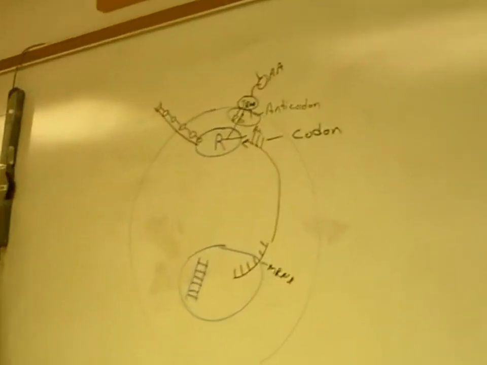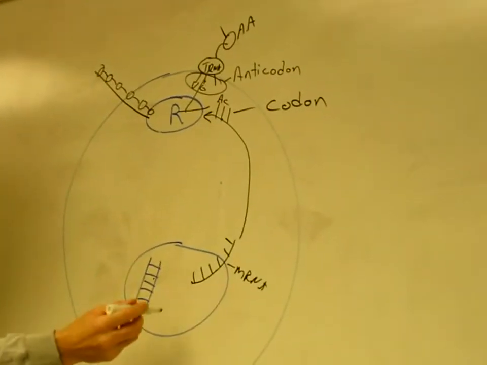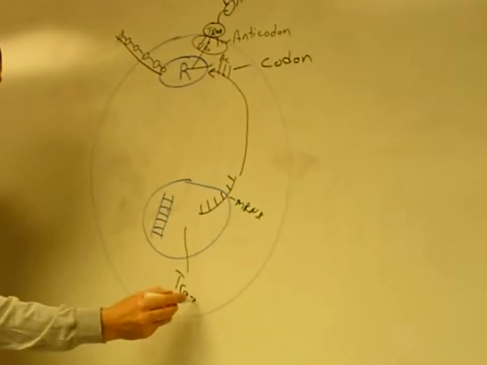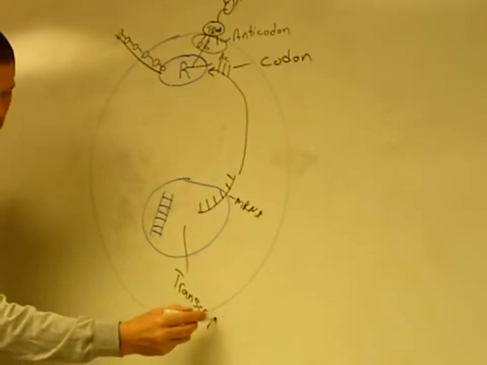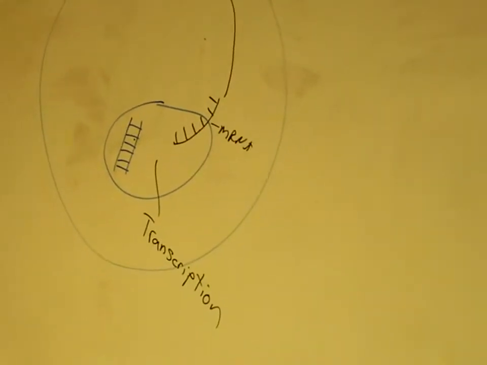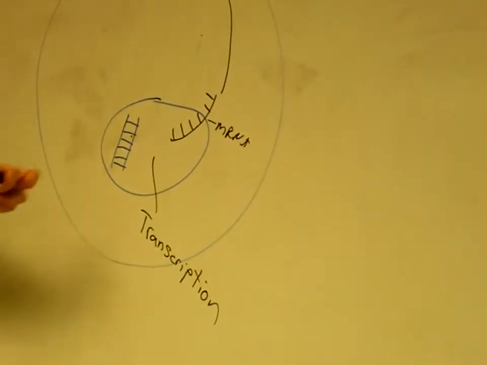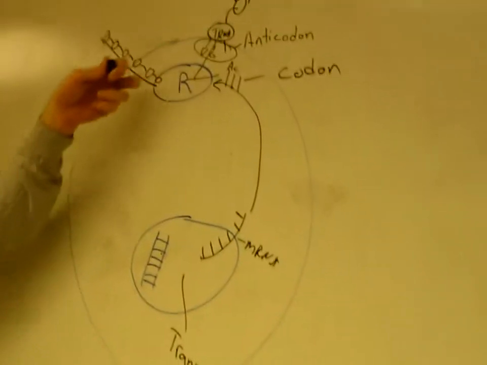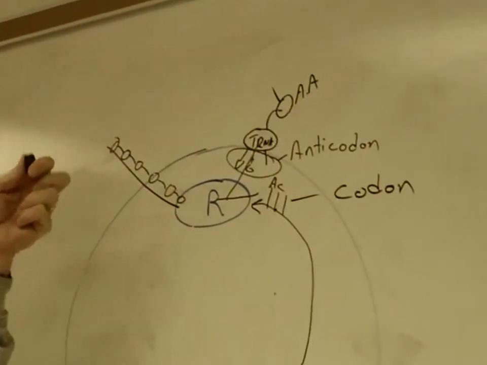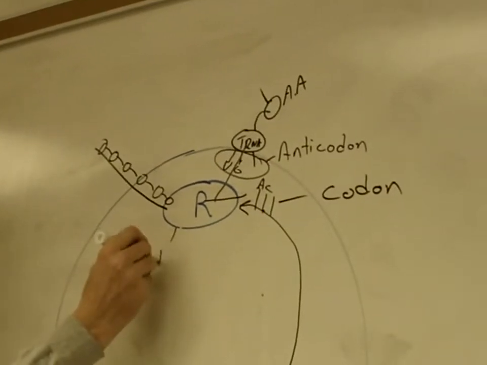When this happens, DNA to RNA, what do we call this? Transcription. To transcribe means to write. You write down the code. When it's read up here in the RNA, in the ribosome, what do we call that? Translation. Good.